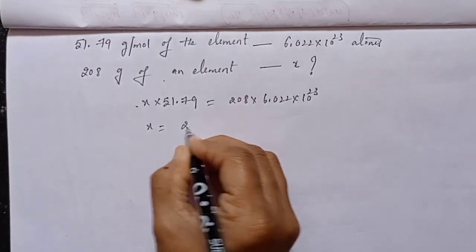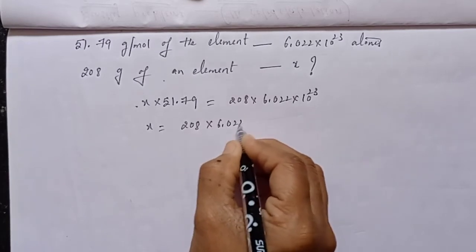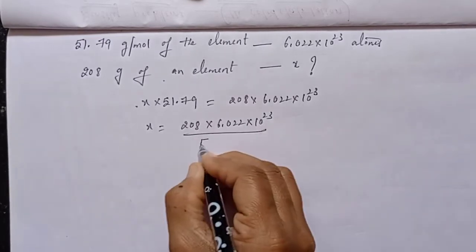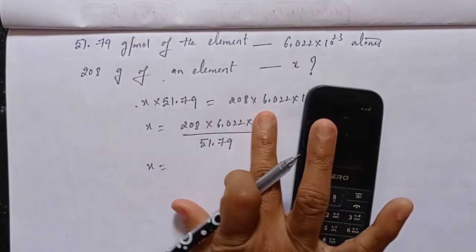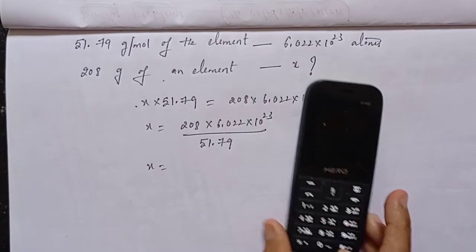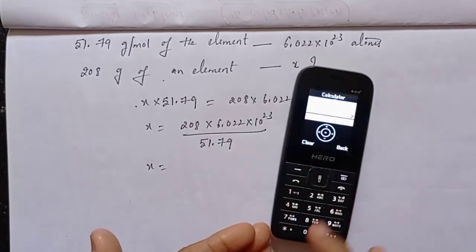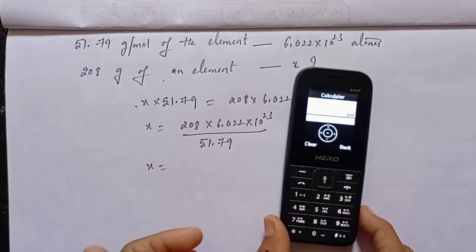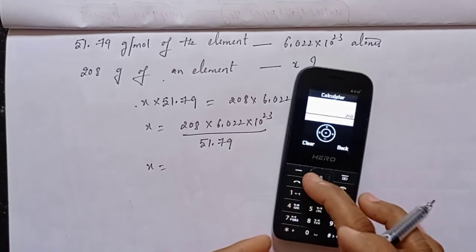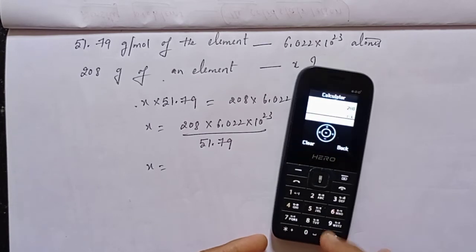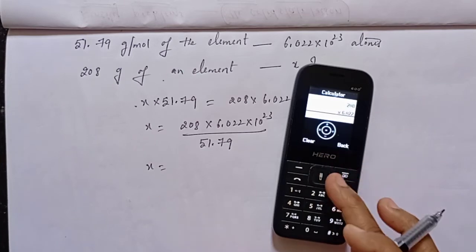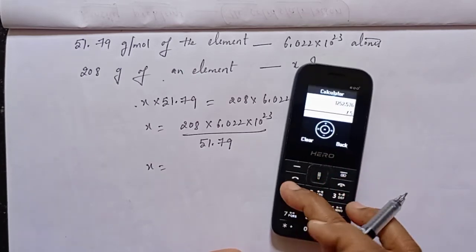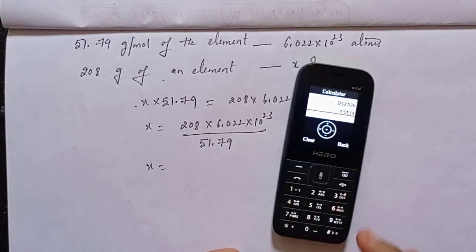Now x is equal to, how to find it, students? 208 into 6.022 into 10 to the power of 23 by 51.79. Understood? This by this one. So x is equal to, see here, 10 power 23 as it is I will keep. This one only I am going to calculate. Now see, students, 208 into 6.022, next divided by 51.79. Clear?